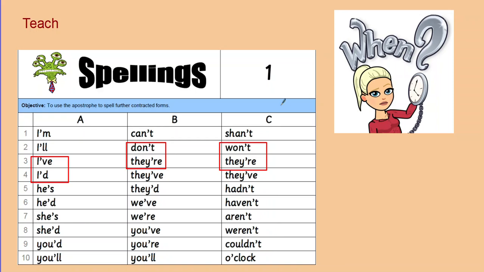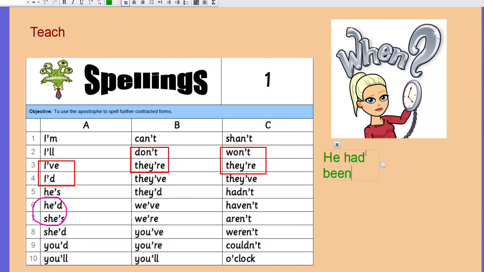Let's just have a look at 2 of these words quickly. I'm going to choose he'd and she's. So: he had been asleep all day. This is the long version. To contract that, we're taking away these letters here, joining the words and adding the apostrophe to show where the letters have been removed. So he'd is the contracted form.